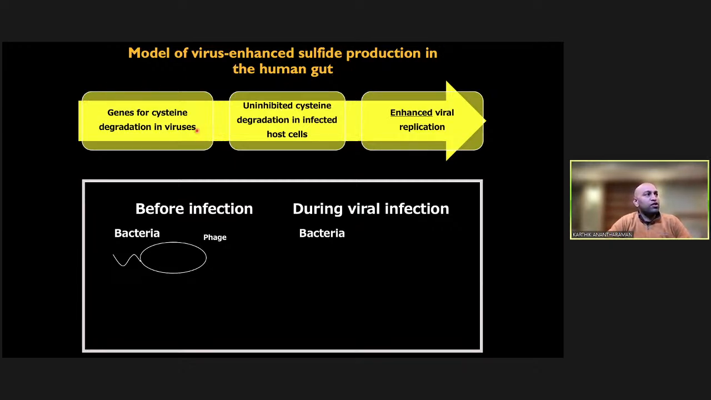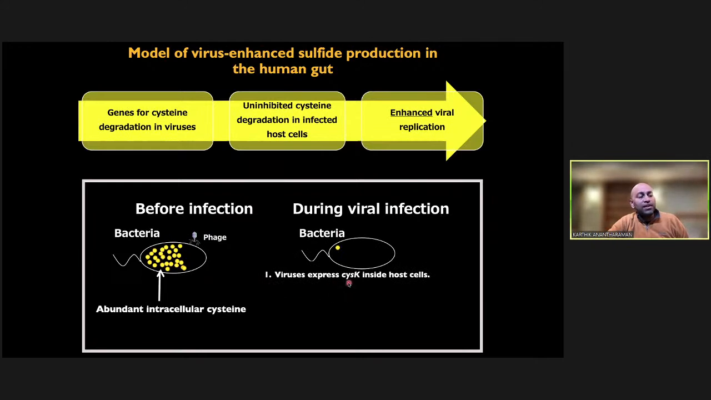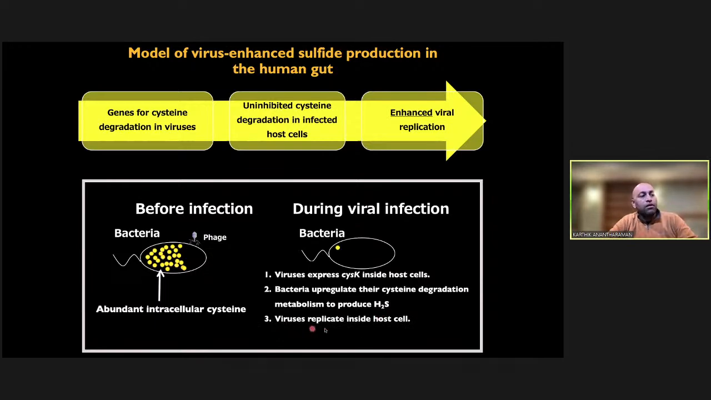The idea is that there are genes for cysteine degradation that are present in viruses. This leads to uninhibited cysteine degradation in infected host cells, which eventually leads to enhanced viral replication. To show this visually, imagine that bacteria have abundant intracellular cysteine. So cysteine concentrations are very high in bacterial cells. You have a phage that infects this particular bacterium. And during the infection, the viruses are expressing CISK, which is a particular gene for degradation of cysteine. It's actually a multifunctional gene, but one of the processes that this gene catalyzes is degradation of cysteine. Bacteria can upregulate their cysteine degradation metabolism to produce H2S. And finally, viruses replicate inside the host cell. So this is the process that we think is happening.